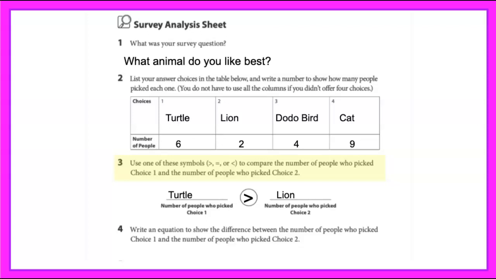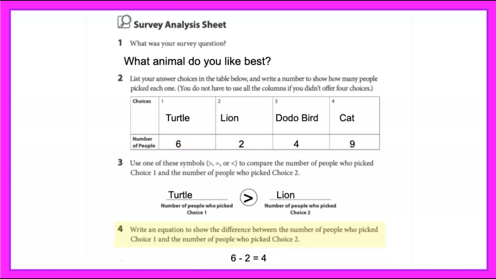Now let's look at the 4th question. Write an equation to show the difference between the number of people who picked choice 1 and the number of people who picked choice 2. Now, when we say difference, that's a clue that we're going to do subtraction. So we always write the bigger number first in subtraction and then the smaller number. So we could write an equation that looked like this. 6 minus 2 equals 4. 4 is the difference between how many students chose turtle and how many chose lion.